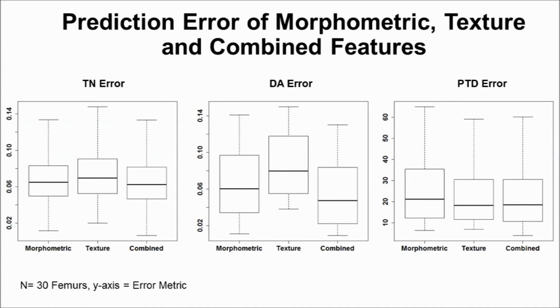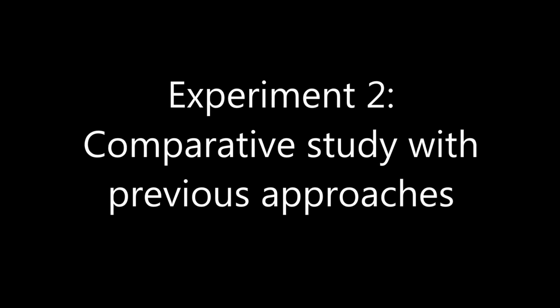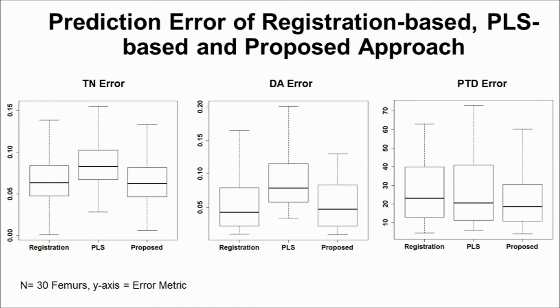Error metrics reveal that morphometric features are good predictors of trabecular bone anisotropy. When combined with texture-based features, performance is even better. Error metrics reveal that the proposed approach performs better than an approach based on PLS, and performs comparably to approaches based on registration. However, registration-based approaches are computationally expensive.